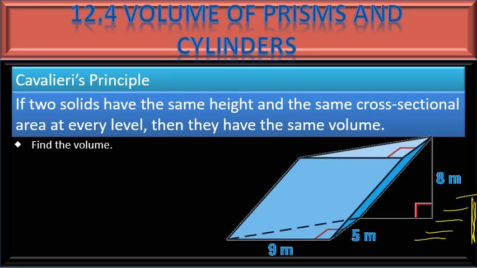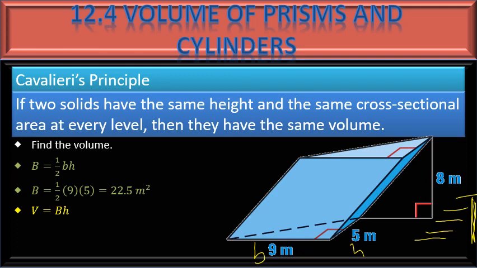So find the volume. This is an oblique triangular prism. The area of the base, it's a triangle, so it's 1/2 base times height. I'll call this the base and this the height of the base. So 1/2 times 9 times 5, or 22.5. Our volume is the area of the base times the height. Now, that was the area of the base. This is the height of the prism, because the height of the prism is the distance between the bases. So it's 22.5 times 8, or 180 meters cubed.